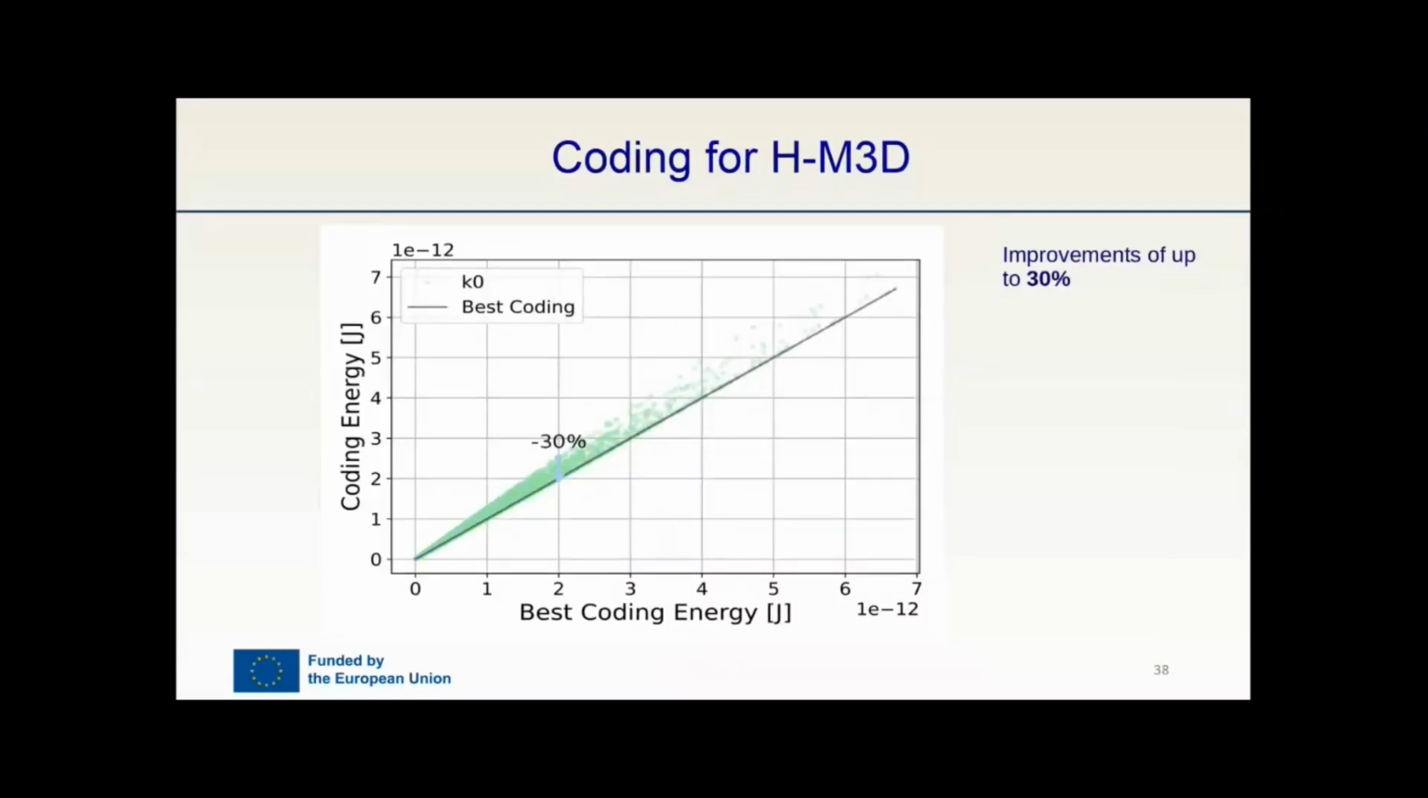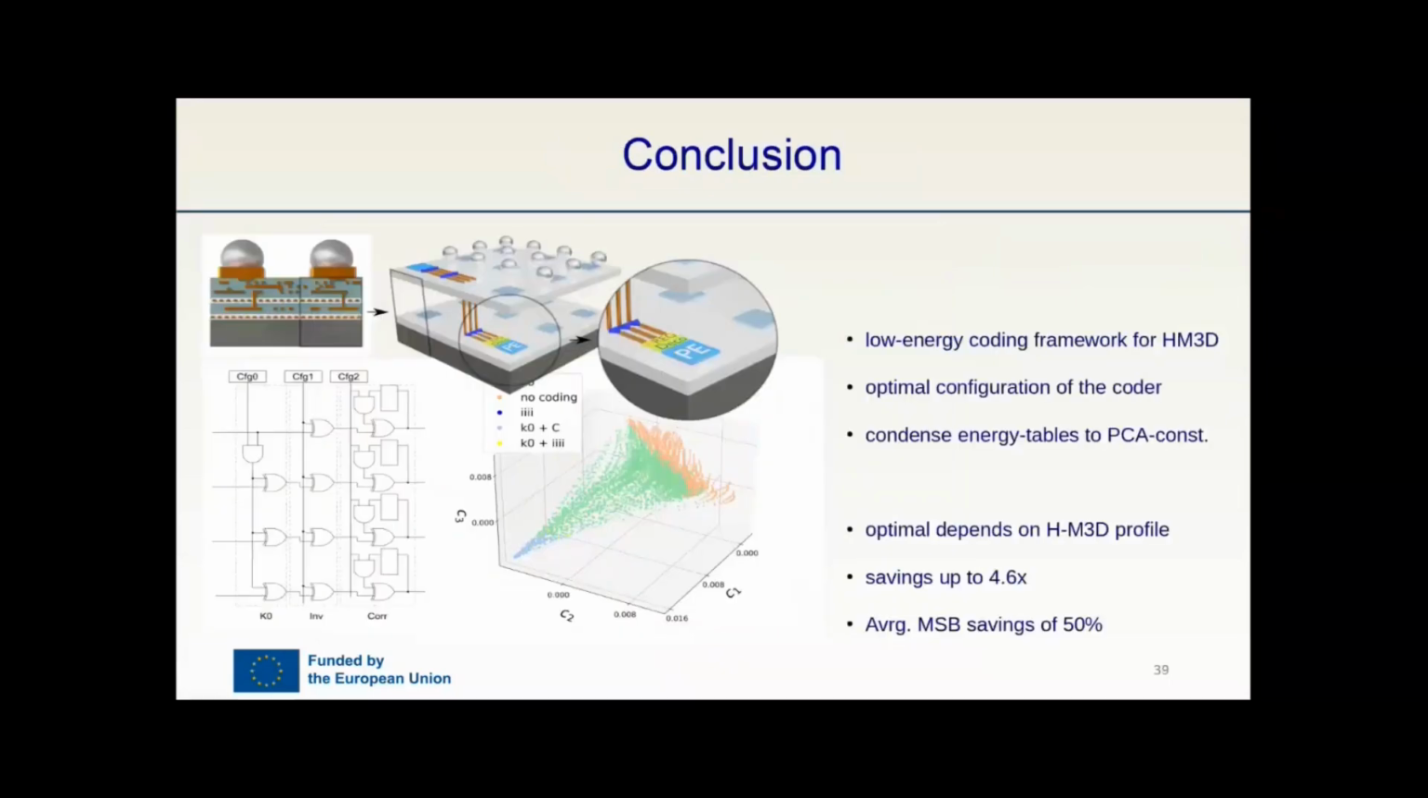Okay, there are other configurations depending on the particular 3D technology, where you see that the reduction of K0 versus the best coding is relatively small, and these are just the cases where coding with the traditional K0 that we were developing in the past is actually so good that there is no way to improve it.